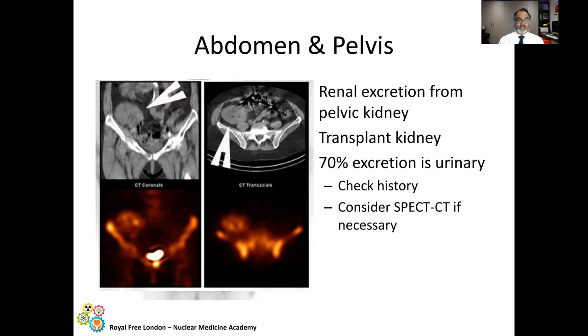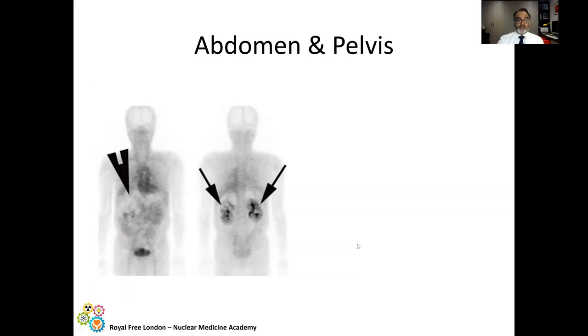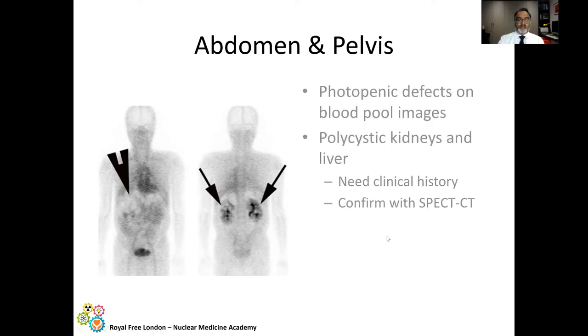So in this case, the SPECT CT was done, and you can see there's actually just uptake related to the transplant kidney. Here we've got these large photopenic defects on this blood pool phase image around the kidneys here. A very unusual defect, but actually this is due to polycystic kidneys and polycystic liver disease. So that's what's causing these photopenic defects.